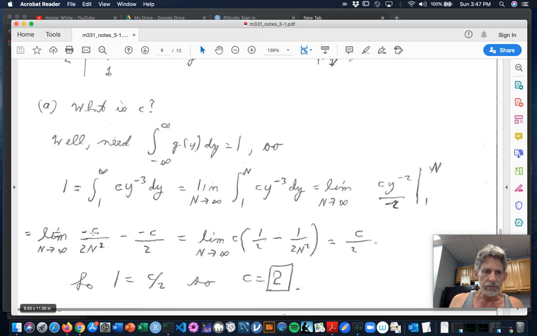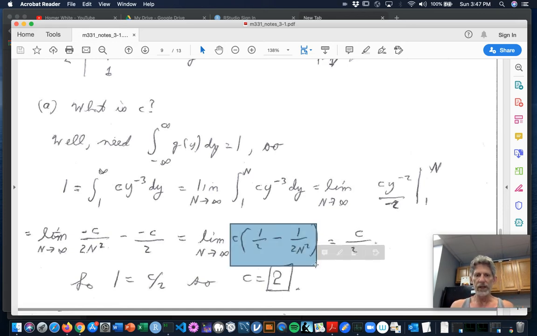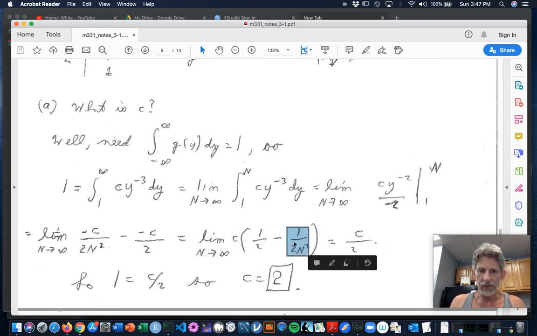So I put in 1, and I subtract. And the minus here makes a plus, and I'll also factor out a c. So I've got this expression to take the limit of. And you can see as n goes bigger and bigger, that second fraction just gets closer to 0, so it is 0 in the limit, and all I'm left with is c over 2.